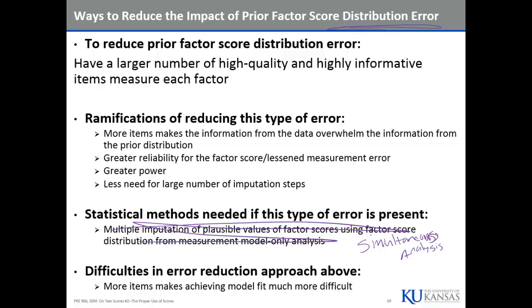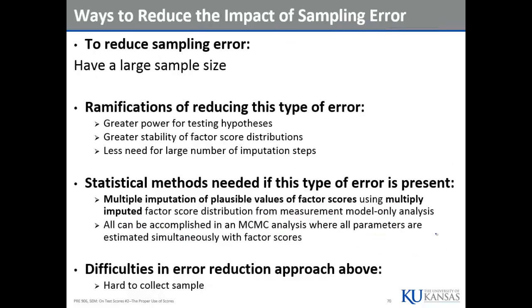Anyway, simultaneous analysis is really the only way I wrote for it because you don't actually provide a score for anything. You just say, here's your analysis. About the only way you can fix it. But the difficulty, if you are trying to reduce this, is the same as if you were trying to reduce unreliability or measurement error. More items means it's harder to achieve model fit. Okay, questions.